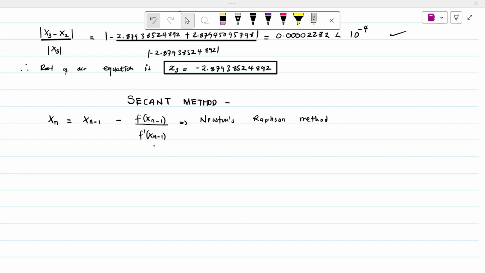Now I said there are situations where the derivative of the function might be very difficult to find. So how are you going to handle that situation? We have to redefine what the derivative is. Remember from secondary or high school, we know that the derivative is actually the slope of the line at a point. That's a definition of derivative.